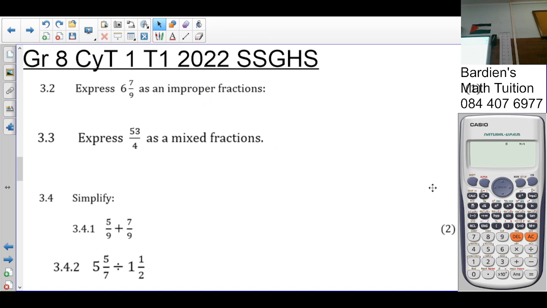Okay, then it says express 6 and 7 over 9 as an improper fraction. So what we do is we say 6 times 9 plus 7. 6 times 9 is 73. No, 54. Plus 7? 61 over 9. In 3.3 the question says express 54 over 4 as a mixed fraction. So 4 goes into 5 once, carry 1. 4 goes into 14, 3 times. Carry 1. So it's 13 and 1 over 4.